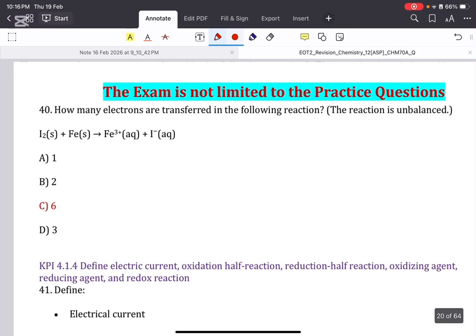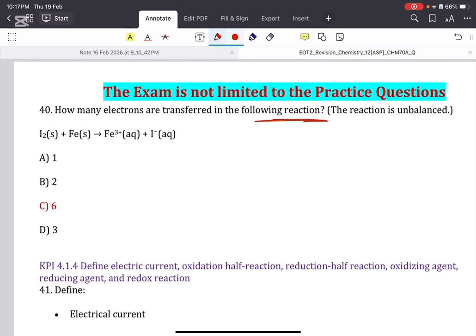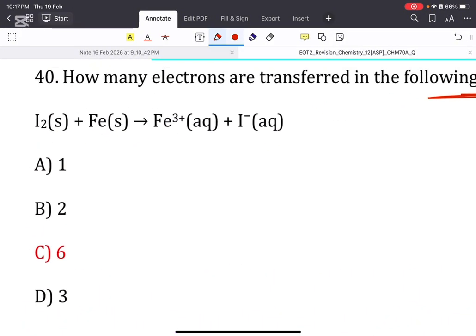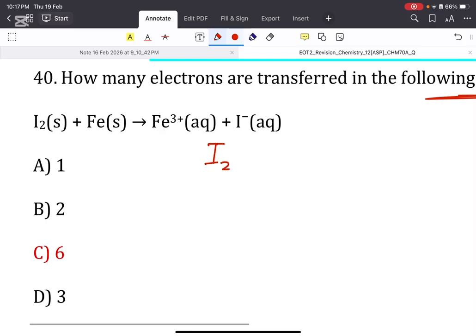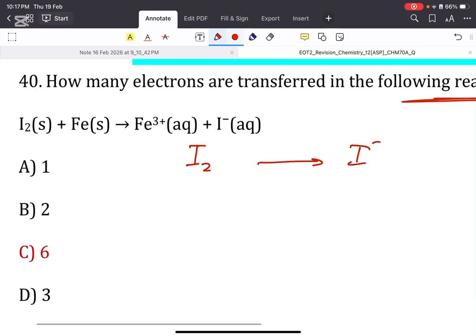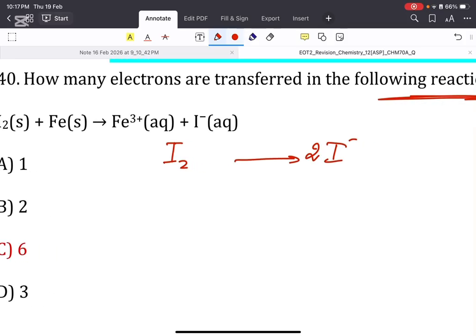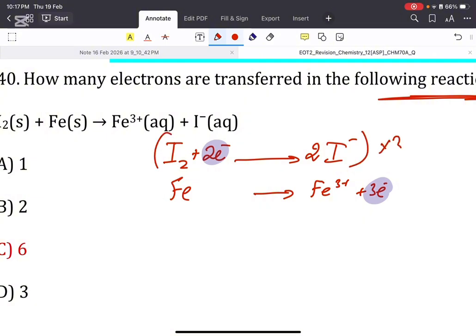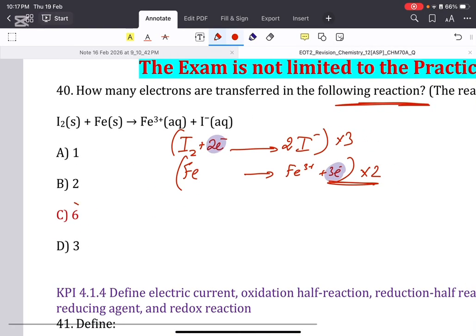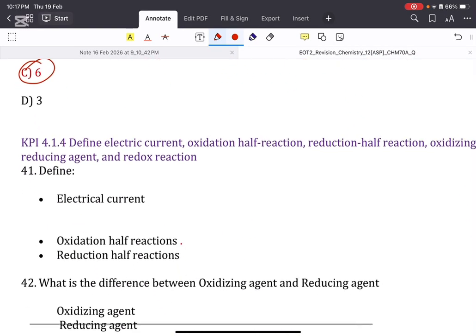How many electrons are transferred in the following reaction? So let's look at this one. This following reaction is not balanced. So I need to balance it and check the electrons transferred. 2 and 2 electrons. I'm not done yet. Now Fe to Fe3 plus, and here I have 3 electrons. And now when I see here 2 and I see here 3, I know that I must multiply this by 3 and this by 2. By doing so, we get 6 electrons lost and 6 electrons gained.